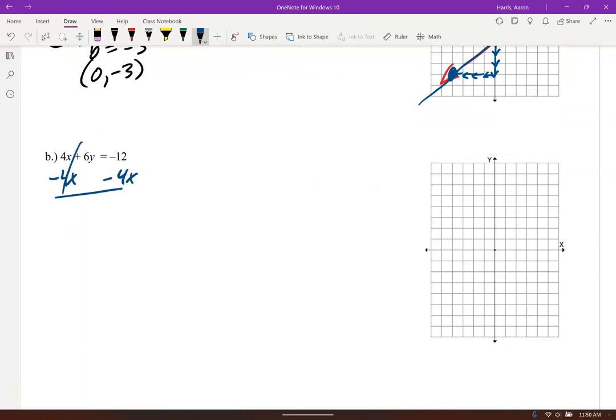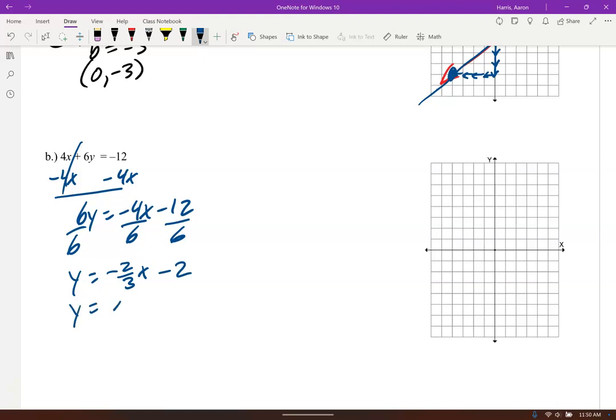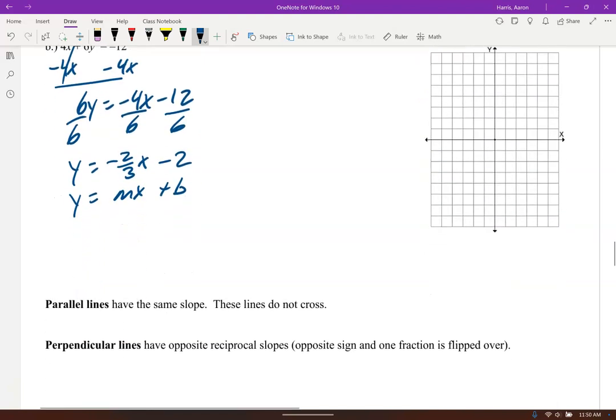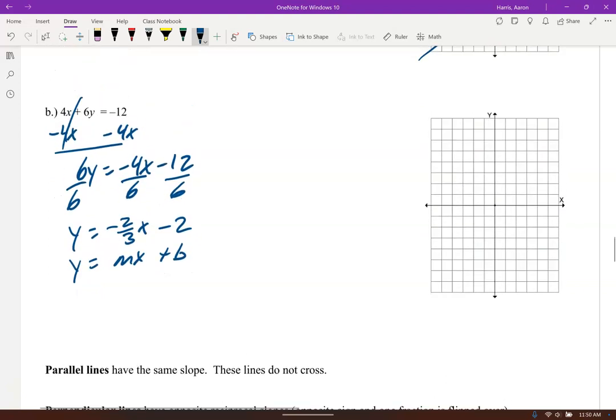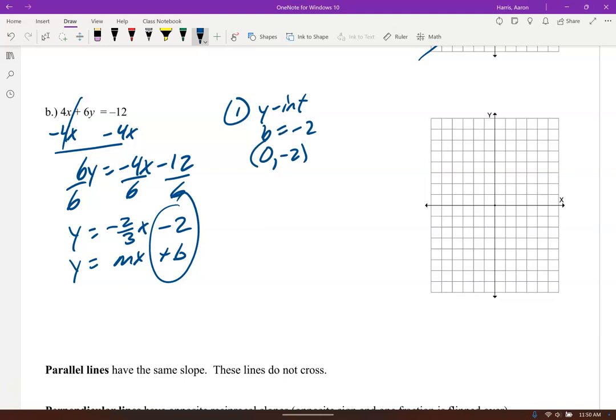Get it in slope-intercept form. So 6y equals negative 4x minus 12. You divide everything by 6. So negative 4 over 6, that's negative 2/3 x. Minus 12 over 6, minus 2. Here's my mx plus b. So number 1, my y-intercept. Let me put it up here. My b is negative 2. My y-intercept, in other words, is the point 0, negative 2. All right, if you were finding the y-intercept, you'd let x be 0, right? So you could also do it that way. And you'd notice that your y-intercept is that negative 2. So 0, negative 2, put a point on there.